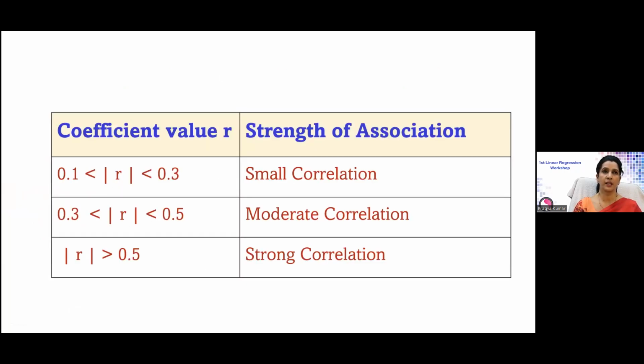Now, coming to the interpretation of the strength of association based on this correlation coefficient, if the value of this correlation coefficient is less than 0.3, we call it a small correlation. Any correlation coefficient more than 0.3 but less than 0.5, we call it moderate. And then more than 0.5 is a strong relation.